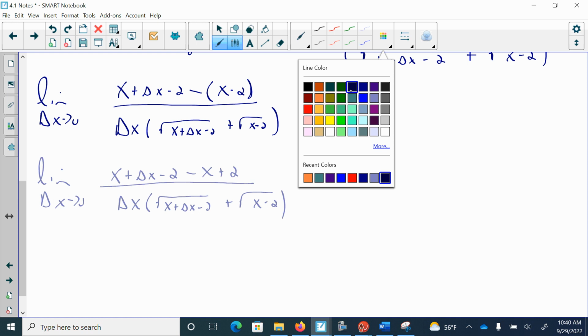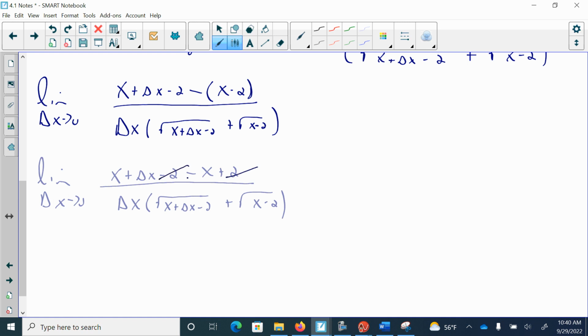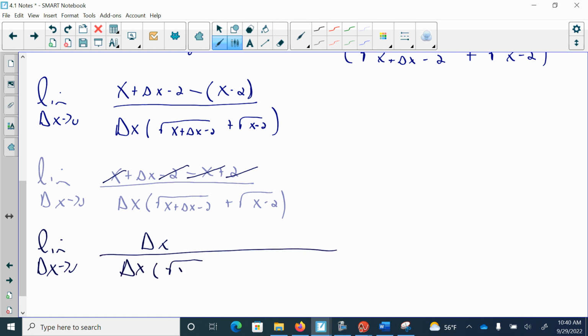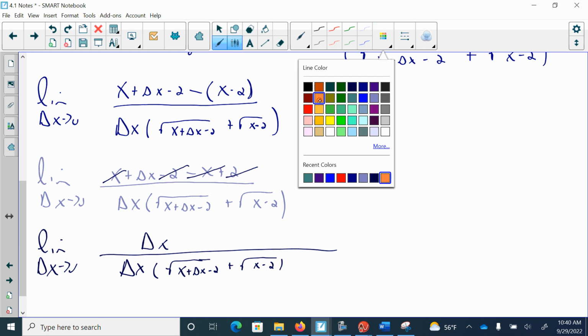So this is going to be x plus delta x minus 2 minus x plus 2 all over delta x, and then this doesn't change at all. Oh, I am writing kind of small now. I know that because the 2 and the negative 2 simplify, the negative x and the x simplify. The only thing I have left in that numerator is that delta x. I'm getting there. I like writing math. Didn't I say that? So here the delta x's will simplify.